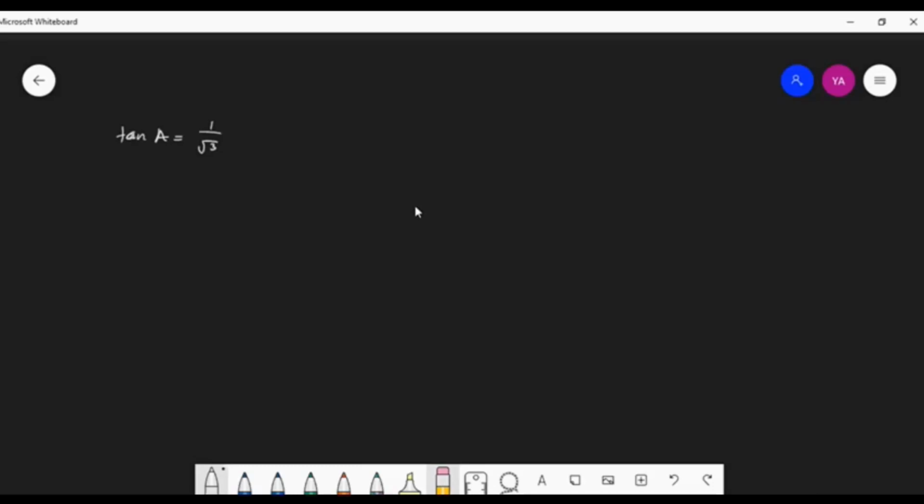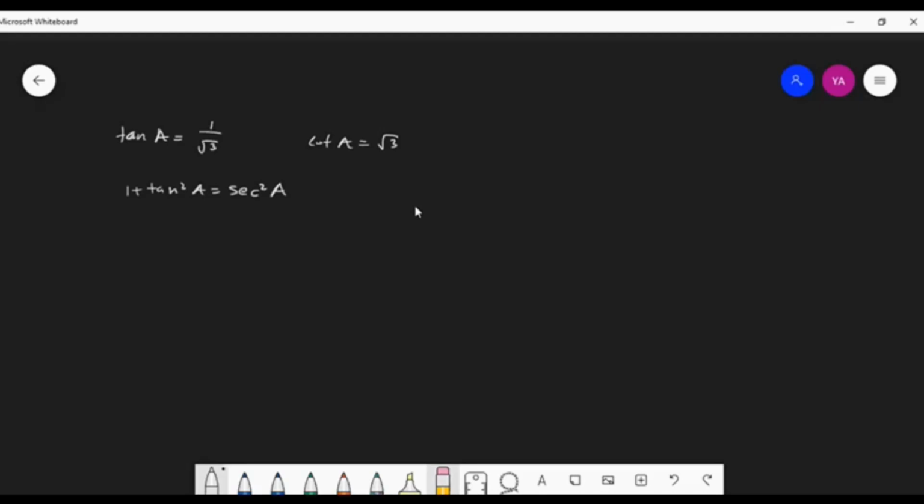We can start from cot A. What will be cot A? Cot A is simply root 3. Now to get the other trigonometric ratios, first we can apply the identity 1 plus tan square A is equal to sec square A. Applying this identity, we can find sec square A. Here we know tan A, so we know tan square A.